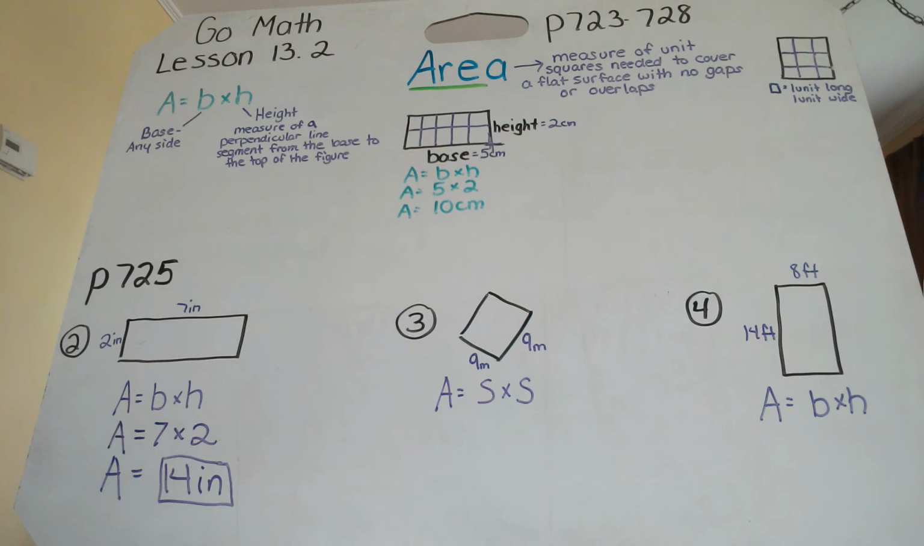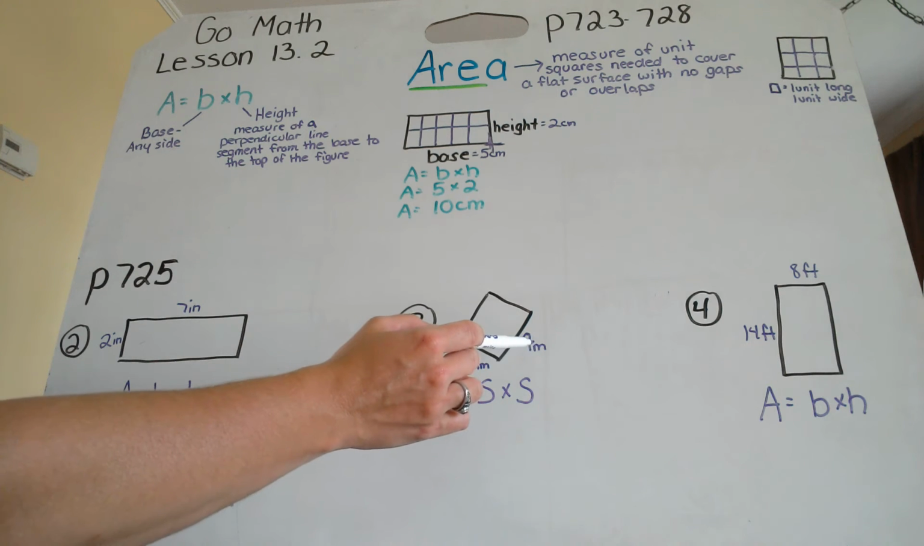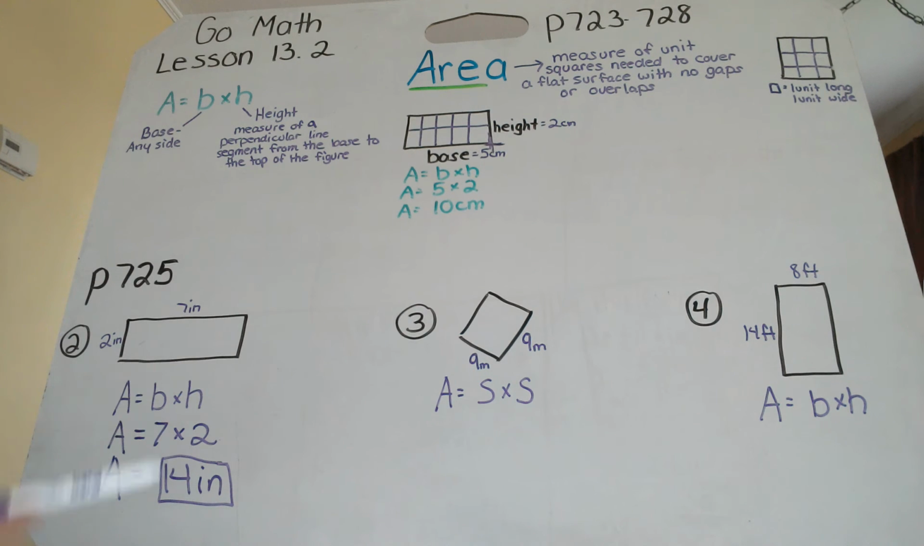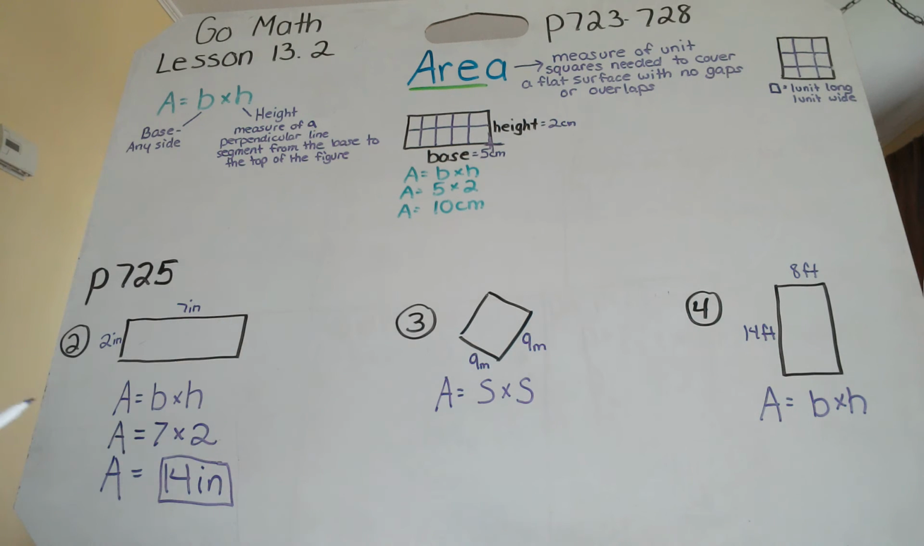Now, number 3, I have this figure right here, this little rhombus guy. It's telling me that this is 9 meters and this is 9 meters. Well, I know you're looking at it and you're like, Mrs. Hamilton, why don't you have base times height? Why is it side by side? Well, I'm going to tell you.